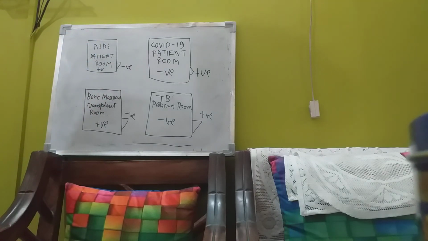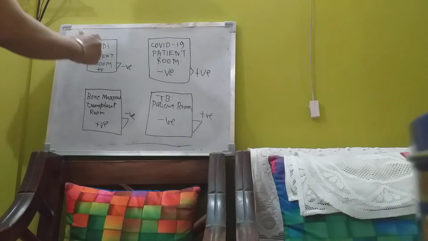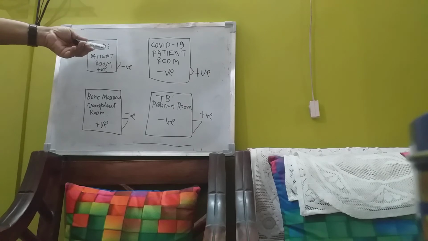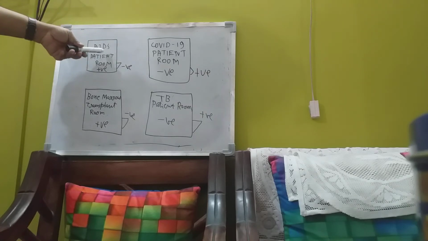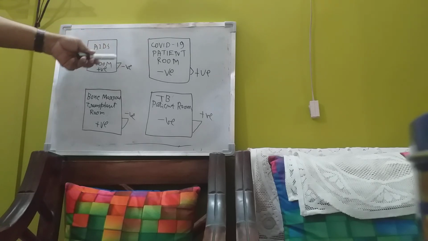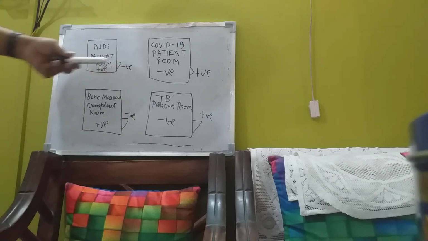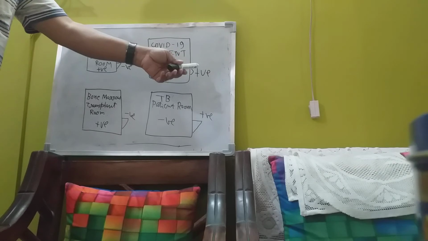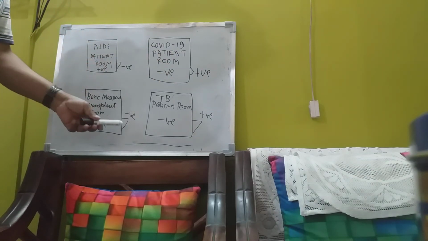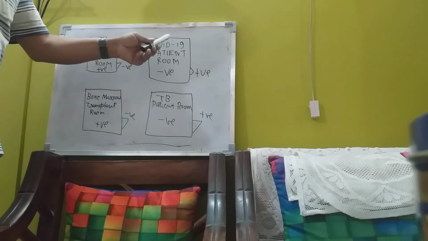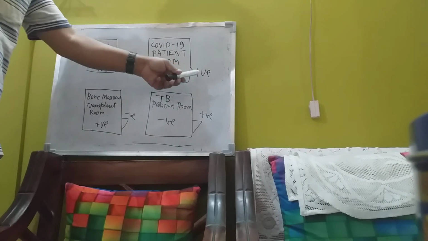In the positive case, we maintain more pressure here. That means we supply more air here as compared to the corridor or outside. So this remains positive, this remains negative. In case of negative pressure, we supply less air here, more air in the corridor. This is the door. So this is the negative pressure, this is the positive pressure. That means we supply less air here, more air here.